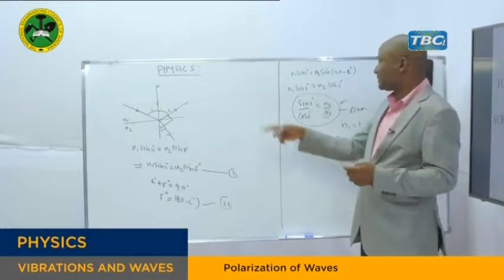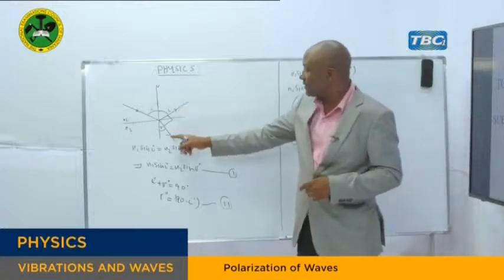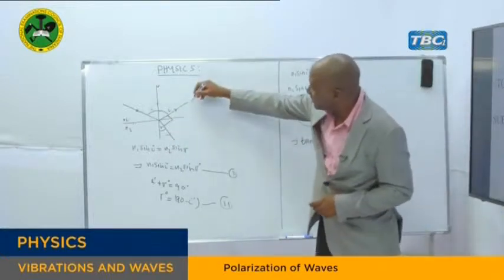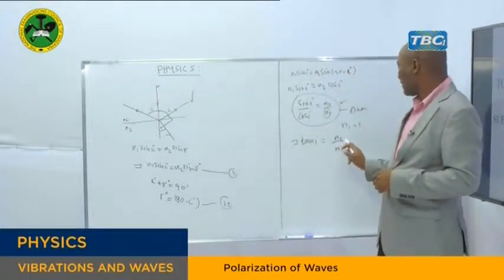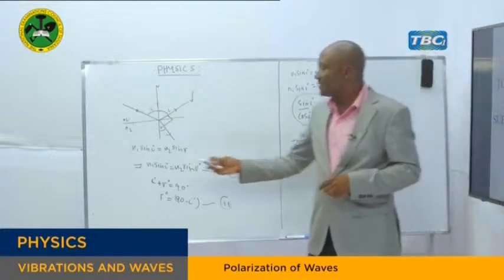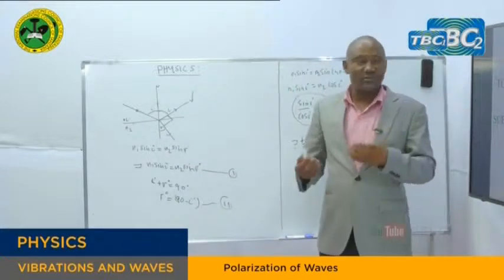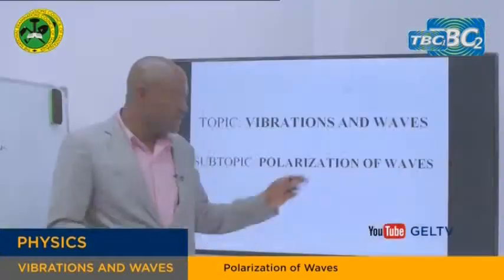Knowing the angle of incidence, which makes the reflected and refracted rays be at 90 degrees, which means it produces polarized light, you can find the refractive index of the second medium. That's what we discussed in the first part of polarization.